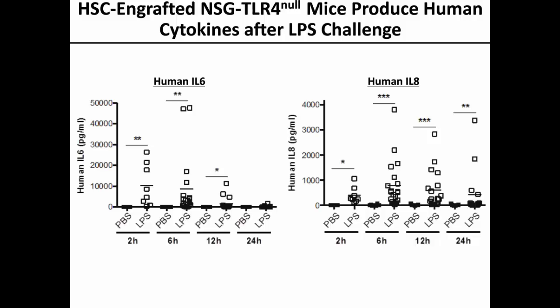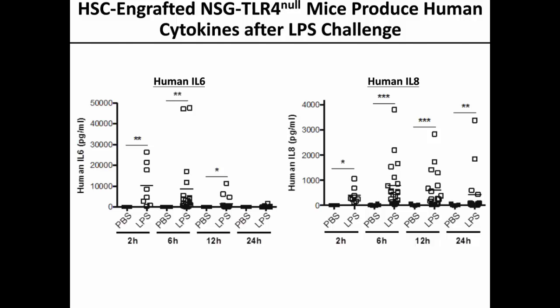And in this case, we also included a 2-hour time point. But here we're looking at the response to LPS at 2, 6, 12, and 24 hours, at either IL-6 levels on the left or IL-8 levels on the right. And as you can see, we actually have a rapid human cytokine response in these mice, demonstrating that the human immune system is functional, and it then does tend to decrease very quickly, and by 24 hours, most of the cytokine response is now gone. But now we have a humanized mouse model that lacks the expression of mouse TLR4, where we can specifically interrogate a human innate immune response to TLR4 agonists.